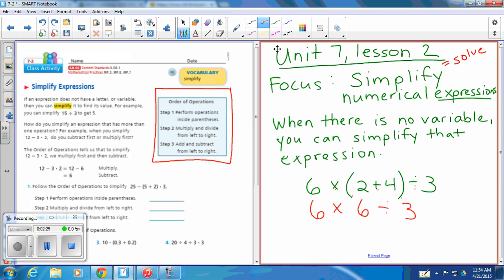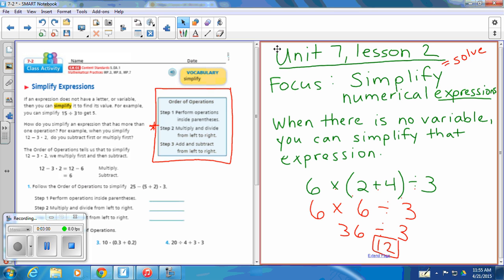Now we're going to multiply and divide from left to right. Yesterday I made the mistake of saying right to left, like you read a book, but no, you read a book from left to right. So we'll make sure we do it from left to right. We have multiplication and division left over, so we just need to do step 2 from left to right. So 6 times 6 is 36. And then we're going to do the division. 36 divided by 3 is 12, and that is our simplification. Okay, so that is one example.